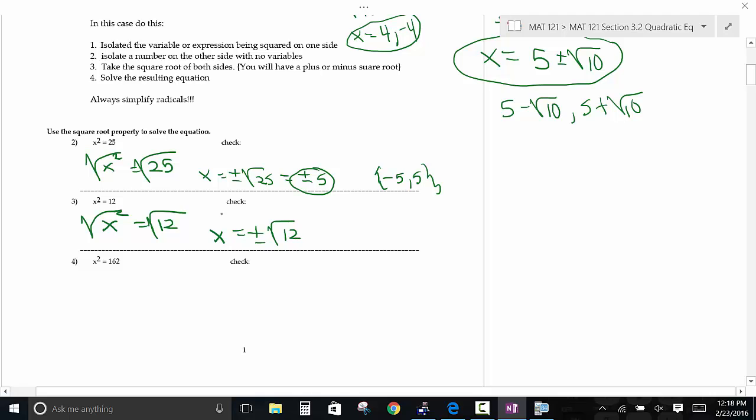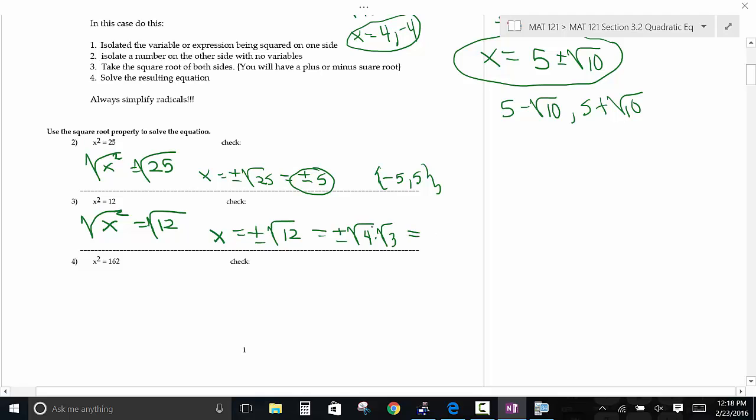Now, we've done this a little bit in this class. You've got to break up the 12 because it has a perfect square factor. What do I mean by that? 3 and 4. Yeah, 3 times 4. Good. So we have to say plus or minus square root of 4 times square root of 3.